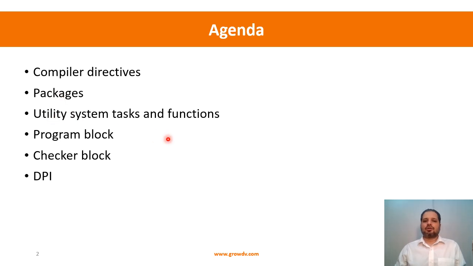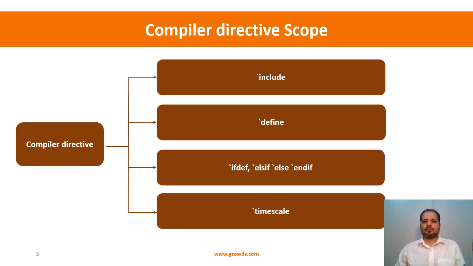And then there are a bunch of utility system tasks and functions. A few of them we have already been using, so we'll quickly look at them at a categorical level. We'll not go into the details of every function, but we'll categorically mark what is available, and then we'll very quickly look at the last three topics: what is a program block, a checker block, and then we will briefly understand what is DPI.